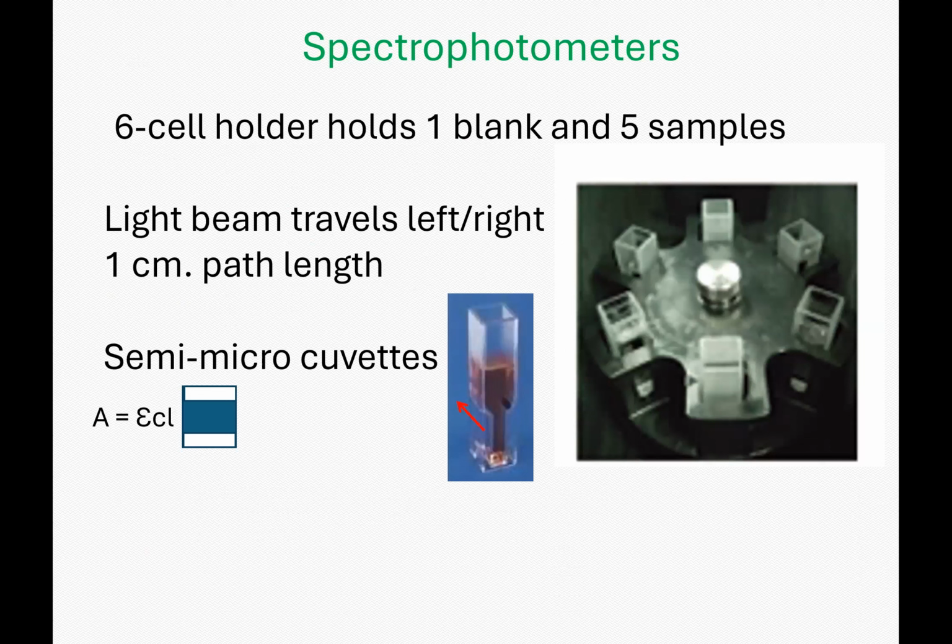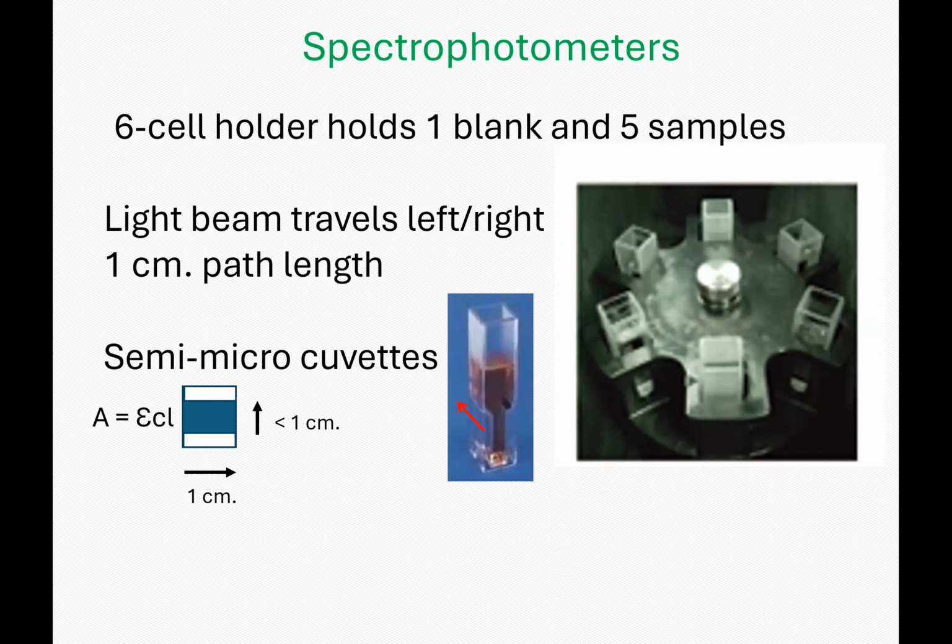For Beer's law, A equals epsilon CL, we use a path length of 1 centimeter. With our semi-micro cuvettes, you need to make sure that the light beam will go through the long direction or the 1 centimeter. If you look at the cuvettes, they have an arrow that is matched by the arrow on the cuvette holder to help you match them up.